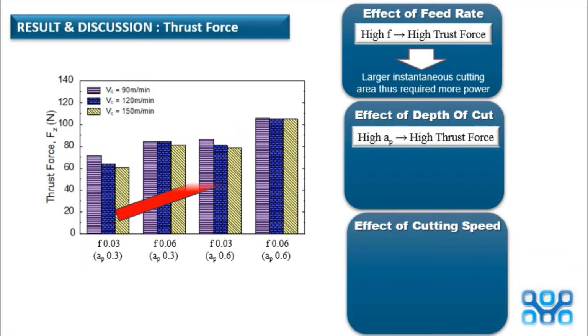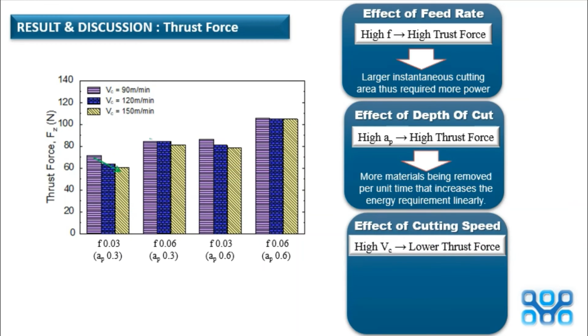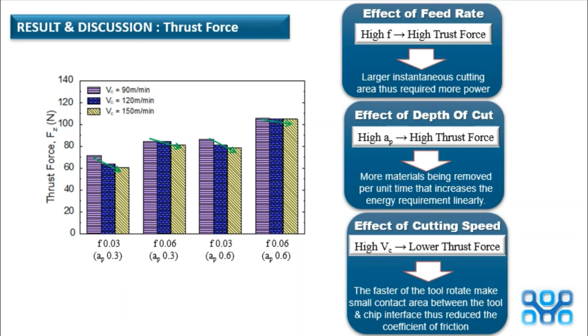For the effect of depth of cut, it is also the same. High depth of cut will produce high thrust force. This is because more material is removed per unit time, which increases the energy requirement linearly. And last, effect of cutting speed. You can see that high cutting speed produces lower thrust force. This is because the faster the tool rotates, the smaller the contact area between the tool and chip interface, thus reducing the coefficient of friction.